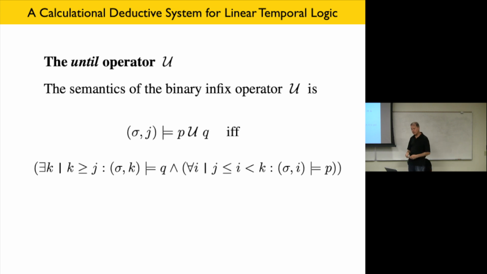So the semantics of the binary infix operator U for until is the following. P until Q holds at sigma J, at position J, if and only if what? So now when I say I'm hungry until I'm going to get an In-N-Out burger, what does that mean? That means there exists a what? I'm going to be hungry until I get the burger. So first of all, it means that there is going to be a time in which I do get the In-N-Out burger, right? So there exists a k.